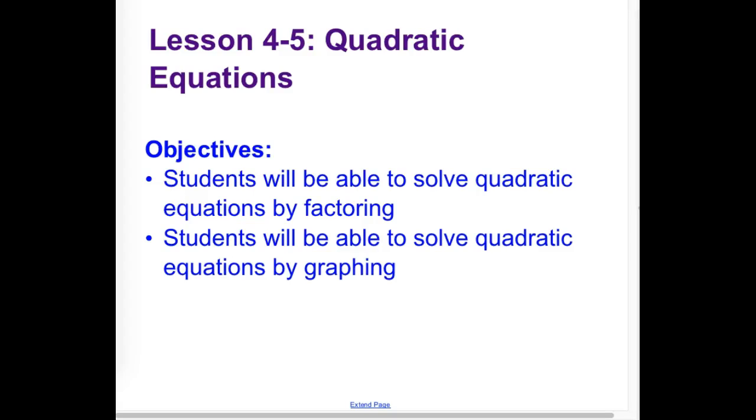We're looking at section 4.5 today. This is the last section before we do the first half of the chapter's test. All right. We are going to focus on two methods of solving. There are several, and we will hit the other methods in the second half of this chapter. But for today, our focus is on solving by factoring. We're also going to look briefly at solving quadratics by graphing.